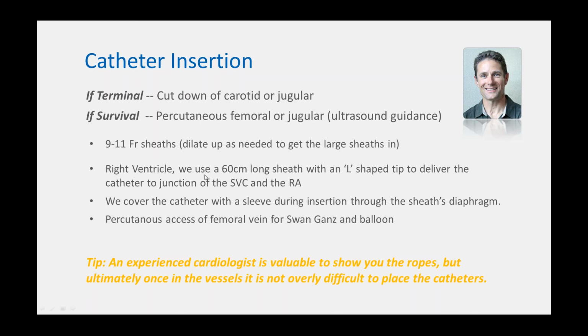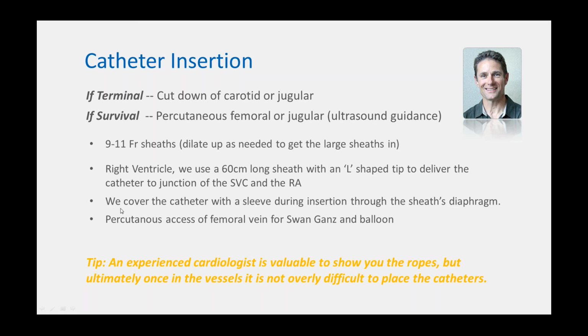In the right ventricle, we use a 60 centimeter long sheath, and it has kind of an L-shaped tip, and that will deliver the catheter right to the junction of the superior vena cava and the right atria, and that really guides our catheter pretty quickly and pretty easily into the right ventricle. We found this was the best way to do it, rather than we even would have trouble with the wire getting into the right ventricle, but this sheath really helps get the catheter to where it needs to go.